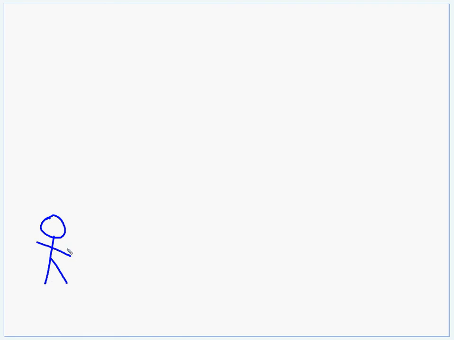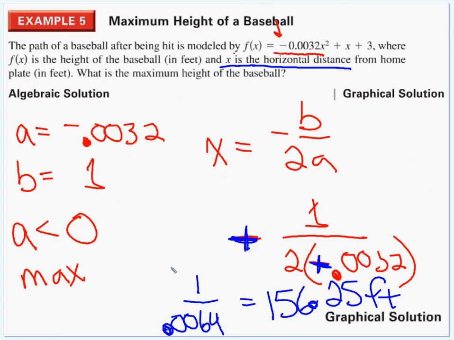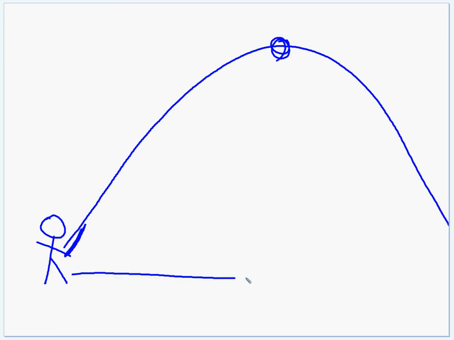We're trying to find the maximum height of this baseball hit. So here's the player, got the bat, hits the ball, and the ball is going to go up and come back down. We know it has a max out there somewhere, and what we just discovered is that the max occurs 156.25 feet away from home plate. So this distance is 156.25. This will also be the axis of symmetry of our parabola. Now we know the x value where this max occurs.